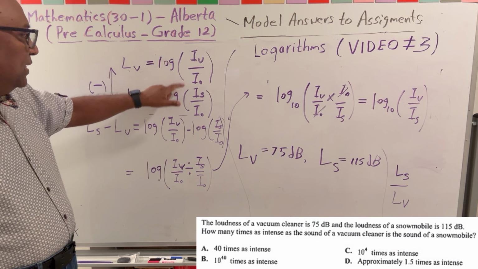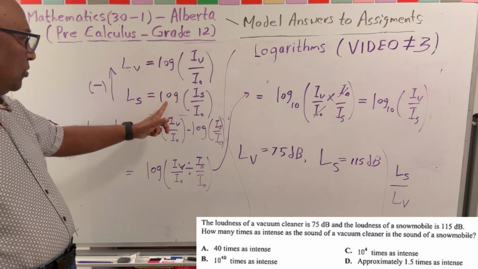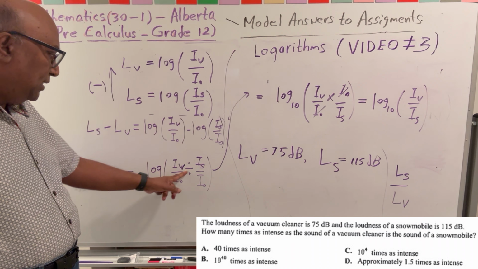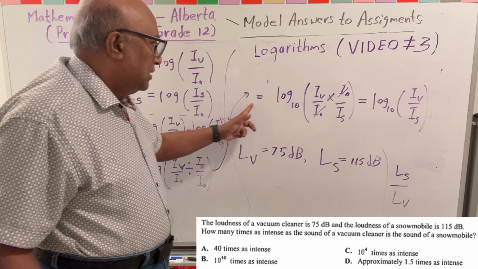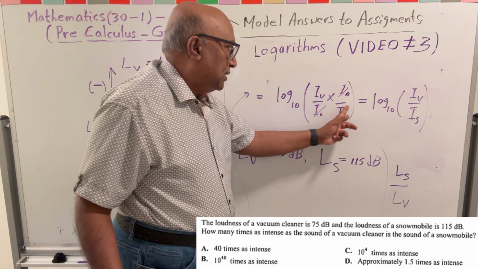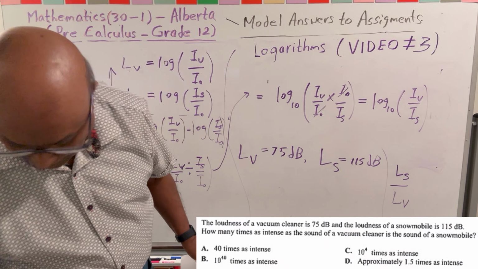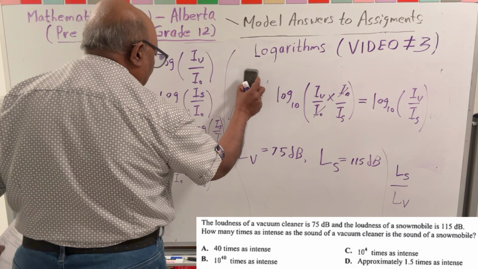I subtracted this equation 2 minus 1. This minus this, this minus this. Left side minus left side. LS minus LV equal to this expression minus this. Then this is equivalent to this from the log formula. Finally, after simplifying this, I elaborated two steps, this and this. This is equal to this. Okay. That means, I will continue from here now.